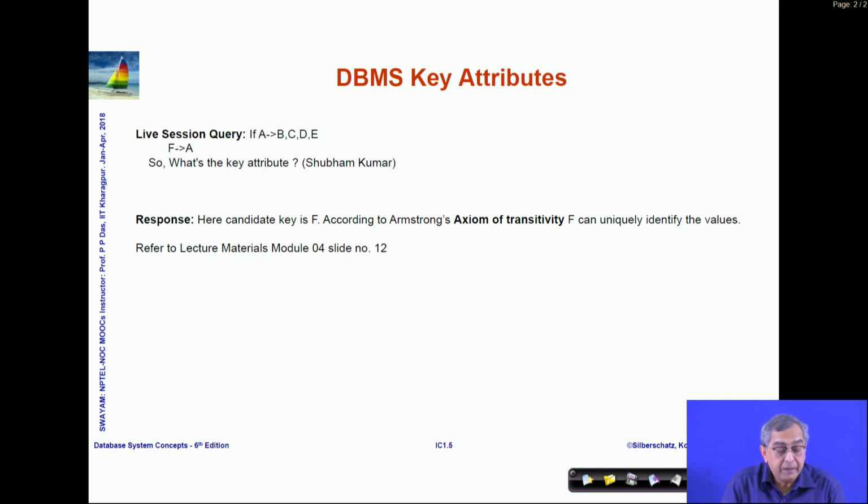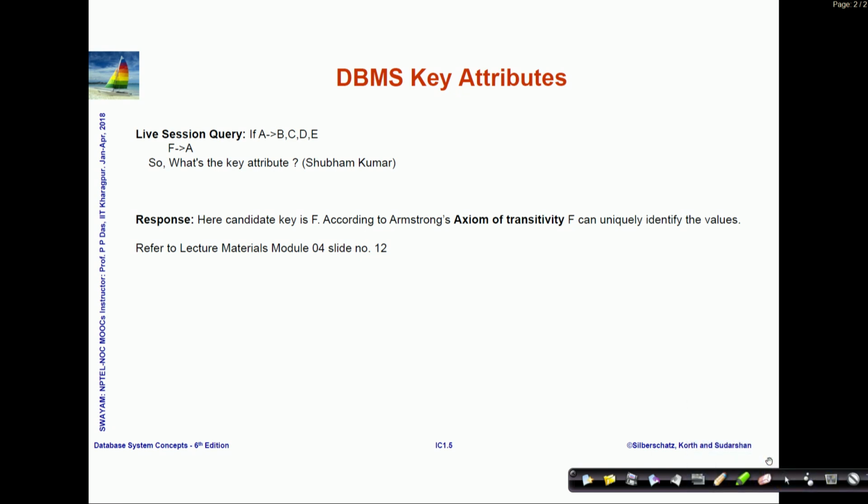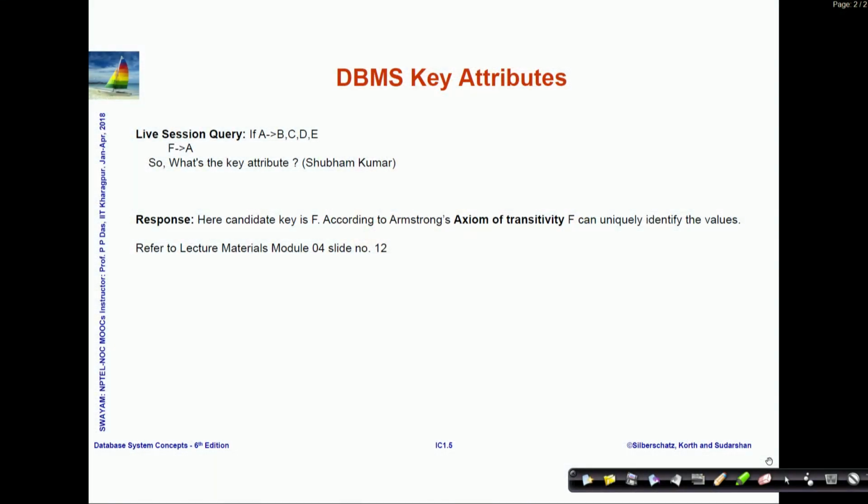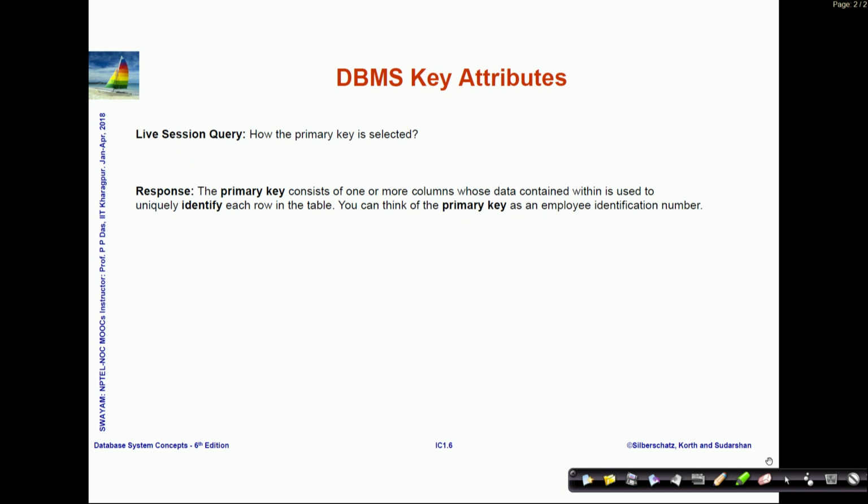So, as you have rightly expressed, out of all the attributes, F determines A and A in turn determines B, C, D, E. So, it is very clear that by Armstrong's axiom of transitivity, F will determine all the attributes, and therefore, F uniquely specifies the values and it becomes a candidate key. So, this was quite trivial.